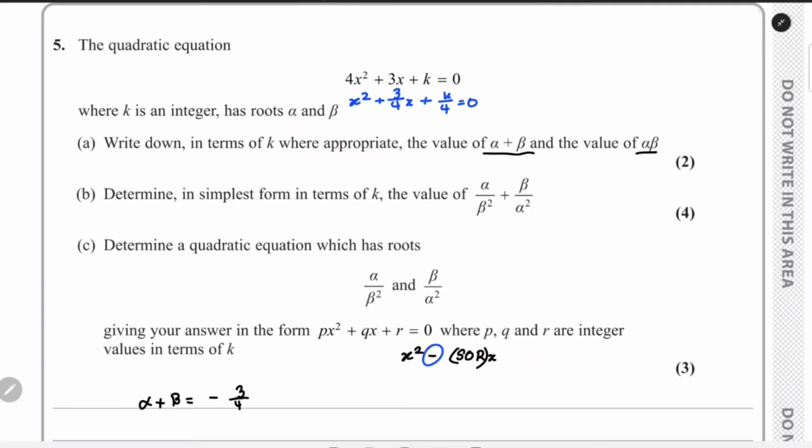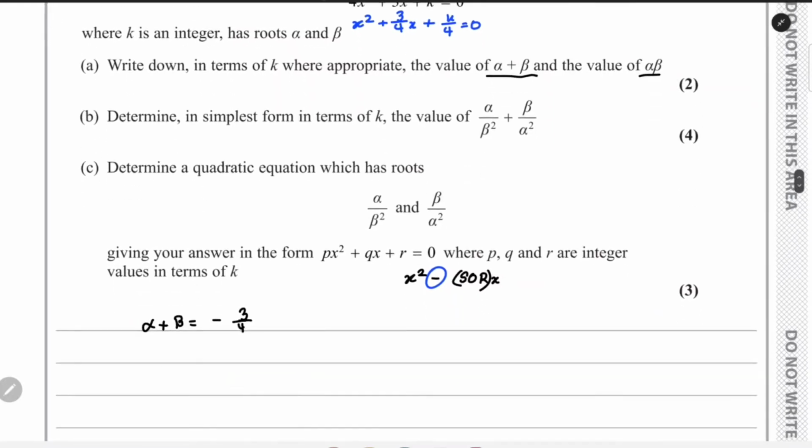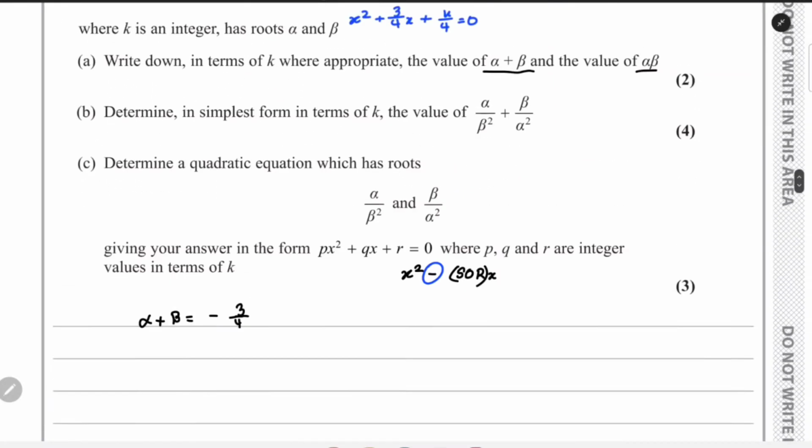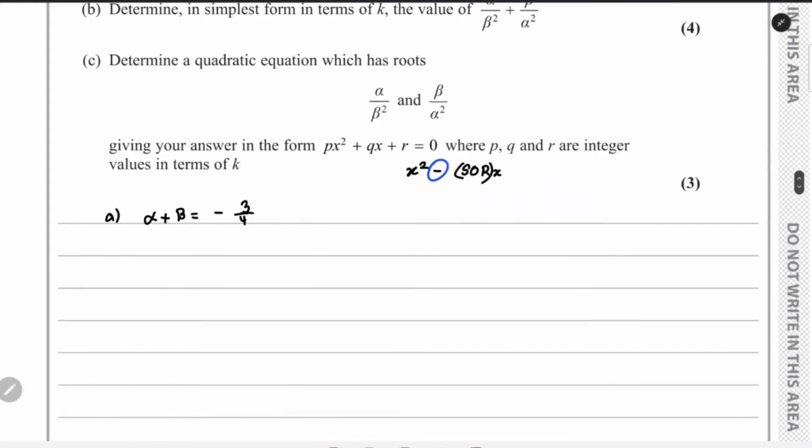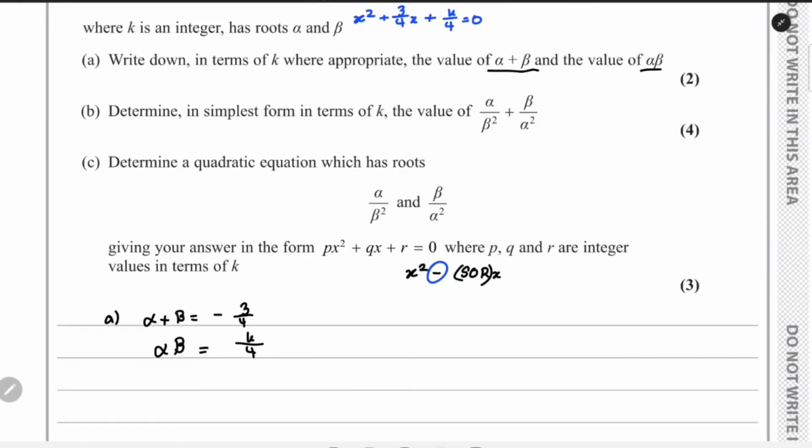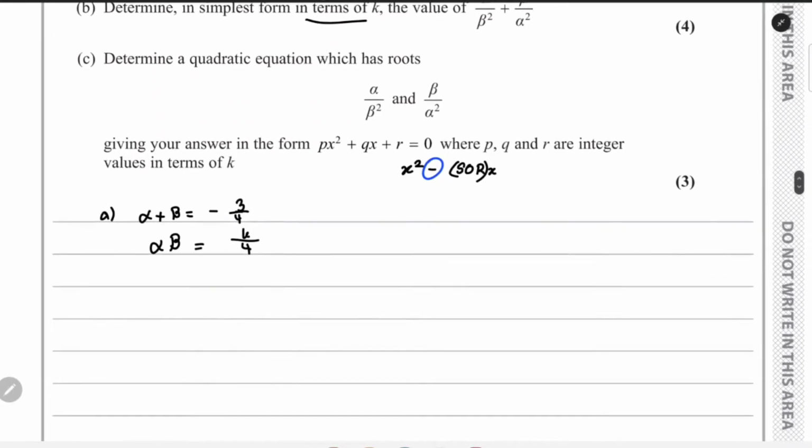So the sum of roots must be negative. It must be minus 3 by 4, and alpha beta will simply be k by 4. Now for part B, we are asked to find, in the simplest form and in terms of k, the value of this: alpha by beta square plus beta by alpha square.